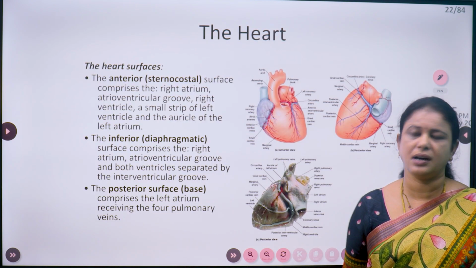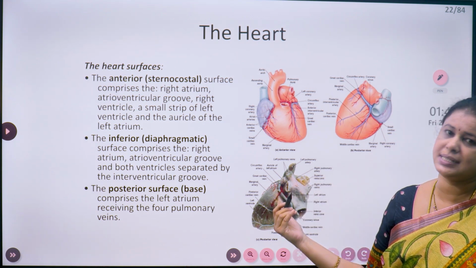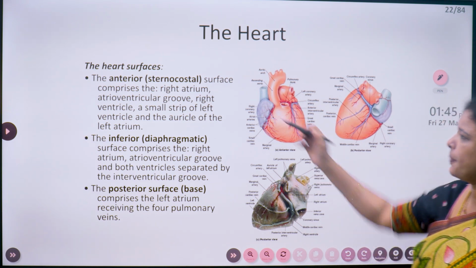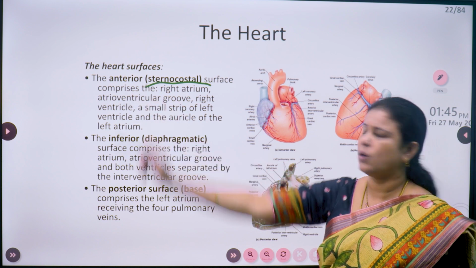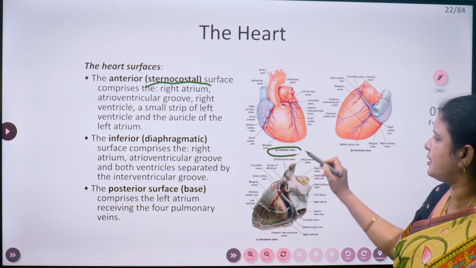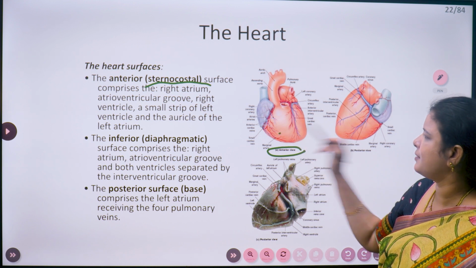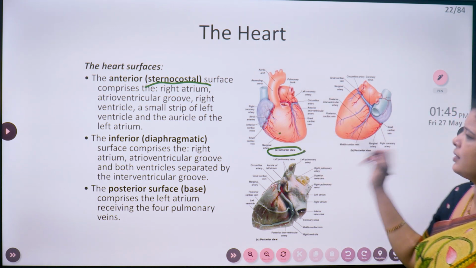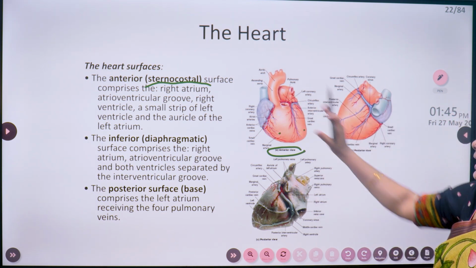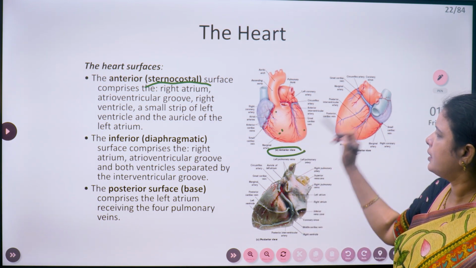Now the surfaces of the heart. They can be anterior, posterior and inferior. The anterior region is called the sternocostal surface. In anterior view, it comprises the right atrium, atrioventricular groove, right ventricle, and the auricle of the left atrium.